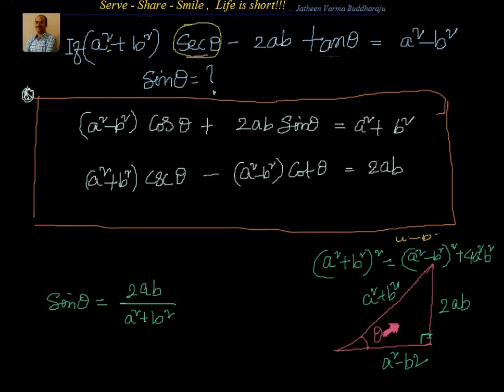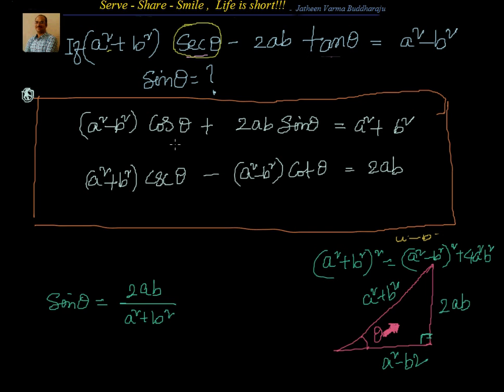You can try these two problems which are based on the same lines. One is (a² − b²) cos θ + 2ab sin θ equal to a² + b². Find the value of tan θ, or whatever trigonometric ratio you want, because once you can find one, you can find all of them. In all of them, tan θ will be nothing but 2ab divided by (a² − b²) in all these three problems.